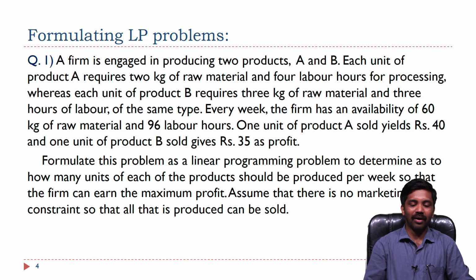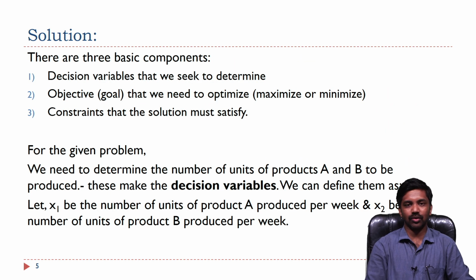And the availability limitation is also given. Only 60 kg of raw material is available and only 96 labor hours are available. Within these constraints, we have to maximize our profit. The profit contribution is also given. Each unit of product A sold yields rupees 40 as profit, and each unit of B gives rupees 35 as profit. So these are the basic information given to us.